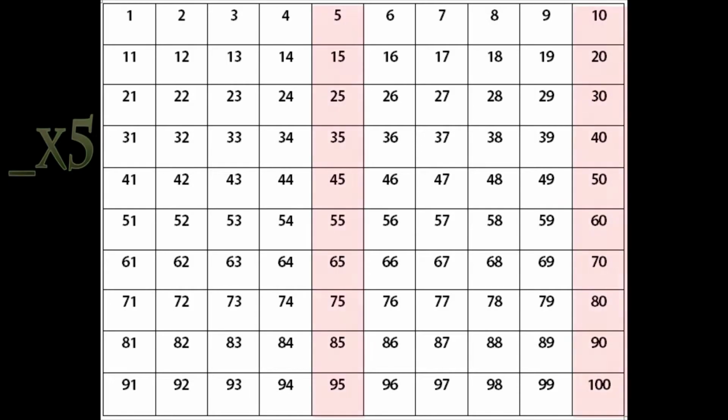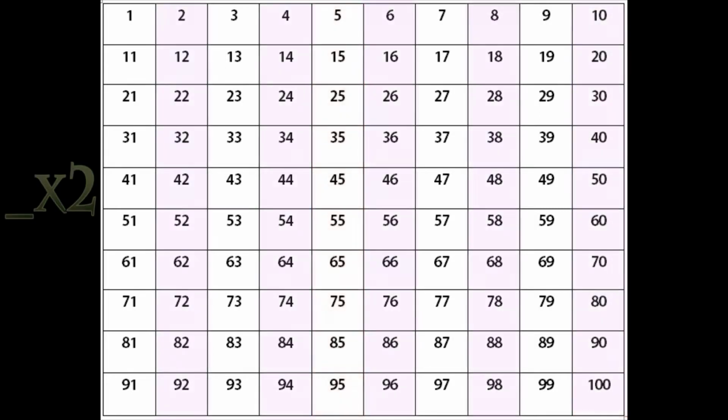Now let's look at the multiples of 5. The multiples of 5 also line up in vertical columns. The multiples of 5 have a 5 in the ones place or a 0 in the ones place. And every other multiple of 5 is a multiple of 10. And skip counting by 5 sounds something like this. 5, 10, 15, 20, 25, 30, 35, 40, 45, 50, 55, 60, 65, 70, 75, 80, 85, 90, 95, 100.